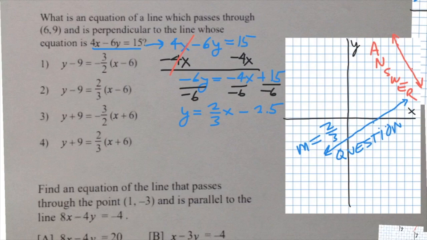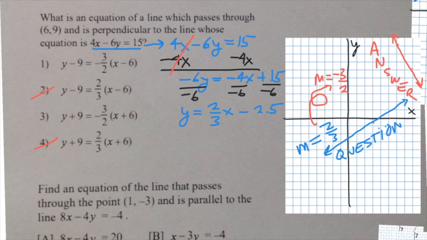So in my answer, I need a slope that is the negative reciprocal, that would be negative 3 over 2, the same fraction flipped, but with a different sign. So as I'm looking at these choices here to the left, and knowing what I know about equations, I'm looking for negative 3 halves in the equation. So it narrows down my choices to perhaps choice 1 or 3.